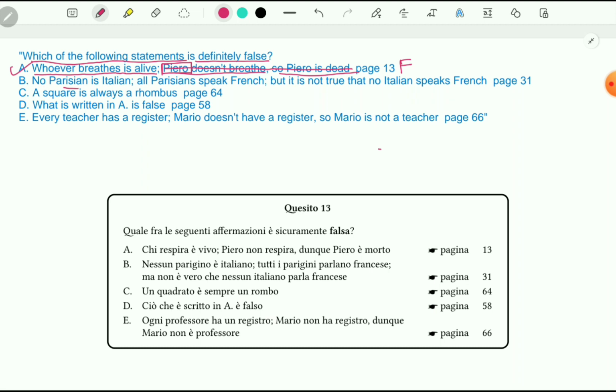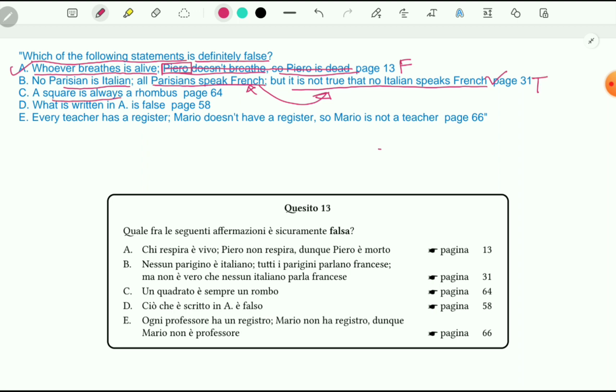No Persian is Italian, because a Persian cannot be Italian. All Persians speak French, but it is not true that no Italian speaks French. We can accept that all Persians speak French, this is the statement we believe. Now it doesn't mean that there are no Italians who speak French. There is no relation between these two statements. So there must be some Italian who speaks French. So this is true.